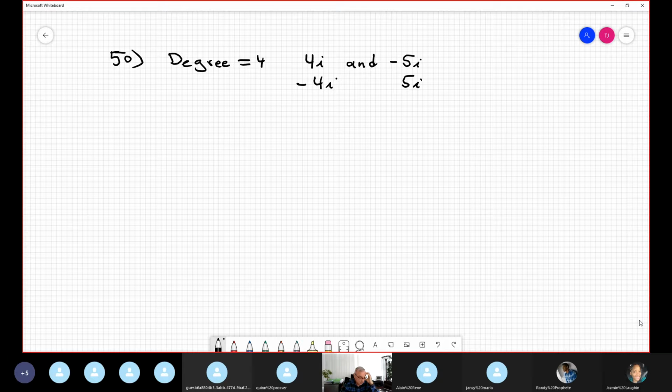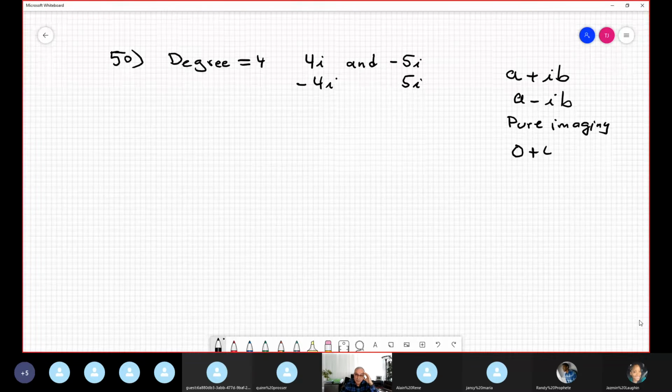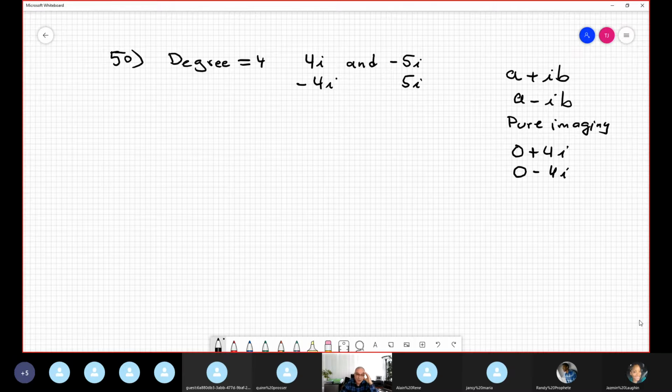Make sense? Remember, a complex number contains a real part and an imaginary part. The conjugate is a minus ib. But in this particular example, we are working with pure imaginary numbers, which means we have no real part. So you consider, for example, 0 plus 4i, and the conjugate is 0 minus 4i, or just negative 4i.